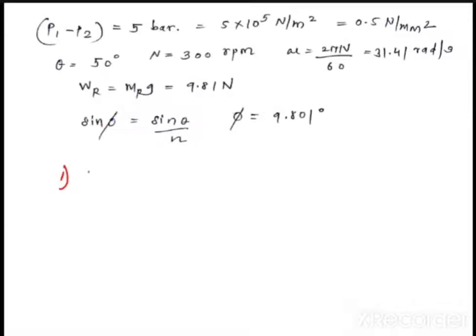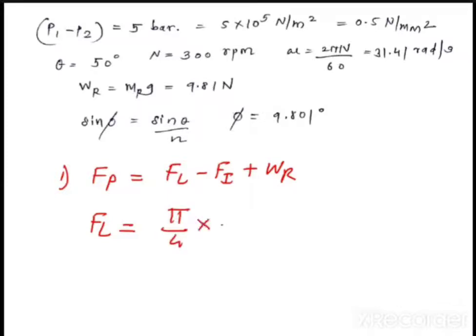ओके, चलो. सो फर्स्ट ऑफ ऑल लेट्स फाइंड FP. सो FP इज इक्वल टू FL minus FI, now this is clear, plus WR. Okay, now first of all calculate FL. Now anybody tell me how you calculate FL? How will you calculate FL? Pi by 4 into d square into PG, right? बरोबर ना? FL how will you calculate? Pi by 4 into d square into PG.